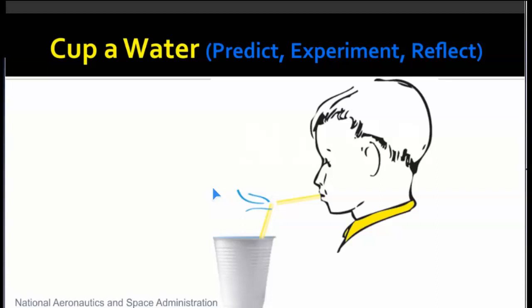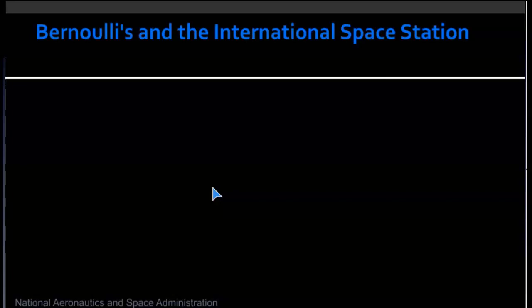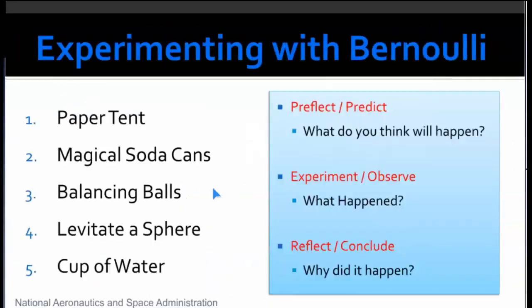So again, you have the students preflect, or predict what they think will happen. Now, I require my students to have that completed. I don't let them work in a group on that. Every student completes their own Bernoulli experiment log. I don't care if they want to talk about it, but they've got to write it down themselves. And I don't give them the materials to go do the experiment until they have completed the preflection.